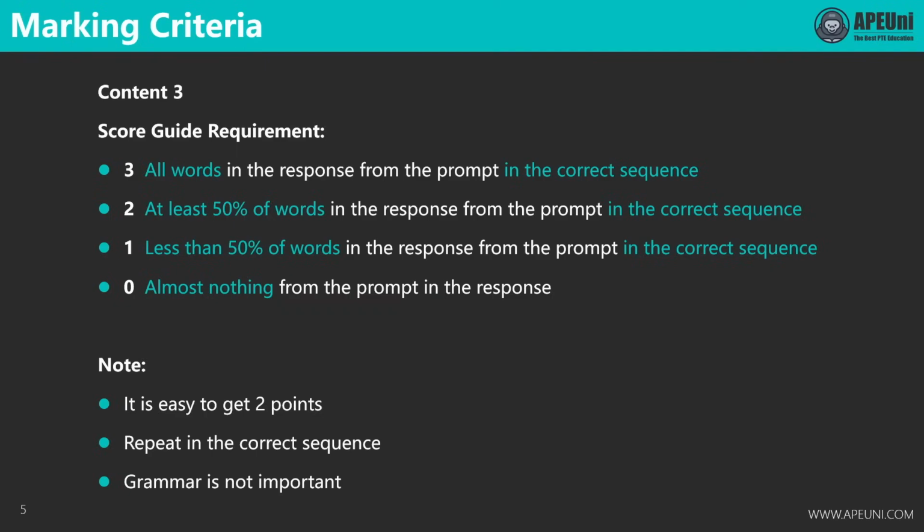We can see that actually PTE is quite lenient in giving content points for repeat sentence, because if you repeat only half of the sentence, you can still get 2 points out of 3 in content. You're only missing 1 point. If you perform well in fluency and pronunciation, you will still get a really good score overall. Again, fluency and pronunciation is the key to success in RS.